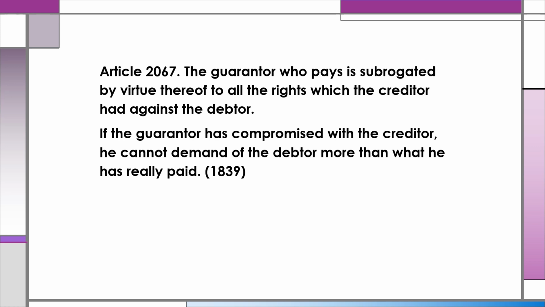But the second paragraph says, if the guarantor has compromised with the creditor, he cannot demand of the debtor more than what he has really paid. So, halimbawa, ang original debt ay 1 million, pero nung magbayad si guarantor, naging 800,000 na lang by way of a compromise between them, between the creditor and the guarantor. Then, yun lang ang pwedeng singilin na guarantor kay debtor, yung 800,000 kasi nagkaroon sila ng compromise. He cannot collect from the debtor more than what he has really paid.